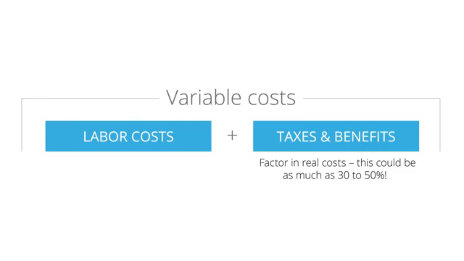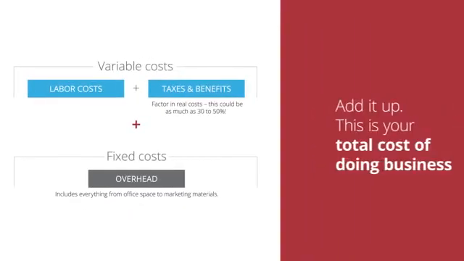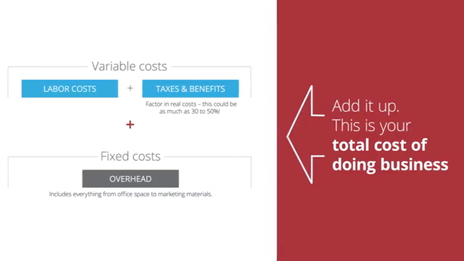To this number, you'll need to add what's known as fixed costs. Fixed costs are also known as overhead. These can be things like office space or your computer. Your variable costs plus your fixed costs add up to your total cost of doing business. That number, calculated as a monthly, weekly, or hourly total, is known as your total cost or operating expenses.